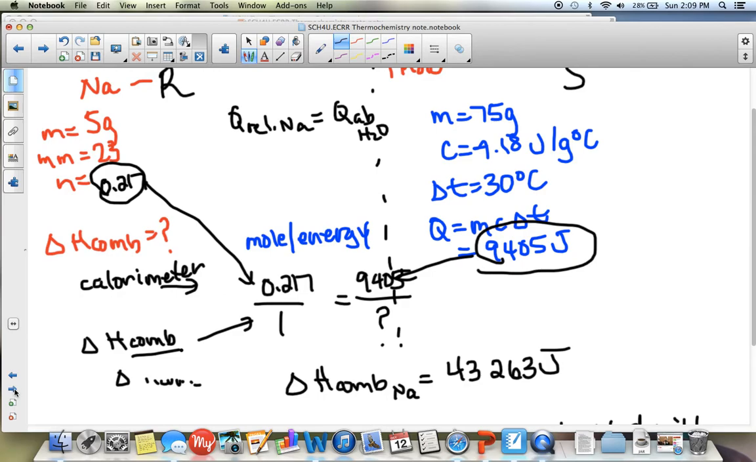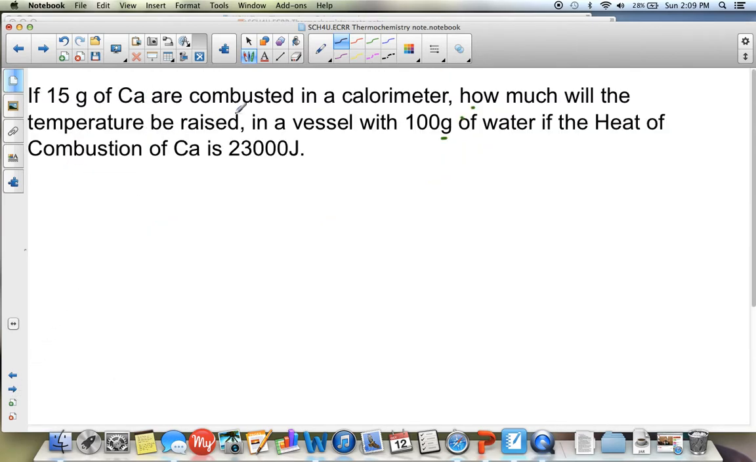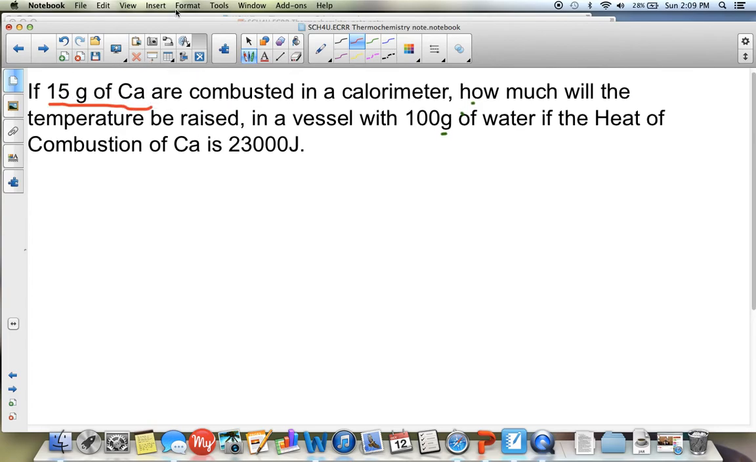All right. For those of you that stuck around, try this question first. We've got 15 grams of calcium. Here's our reactant. We combust it in a calorimeter. How much will the temperature be raised in a vessel? So this is talking about water. So this is our surroundings in a vessel with 100 grams of water if the heat of combustion of calcium is 23,000 joules. All right, pause the video, give it a try.